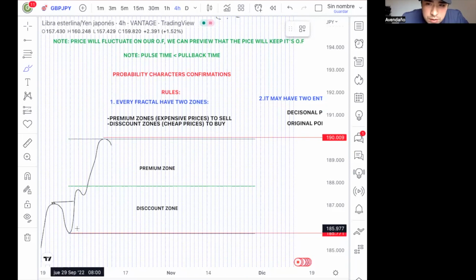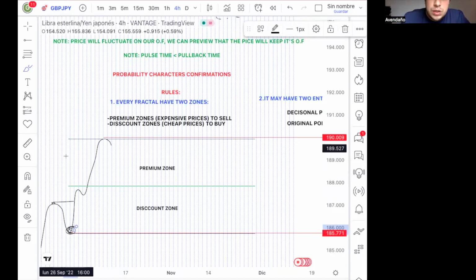Our original point of interest will be the creation of the fractal. And most of the time we will be able to see that this movement is not direct, that it might create this fake pullback, and this might be our decisional point of interest.